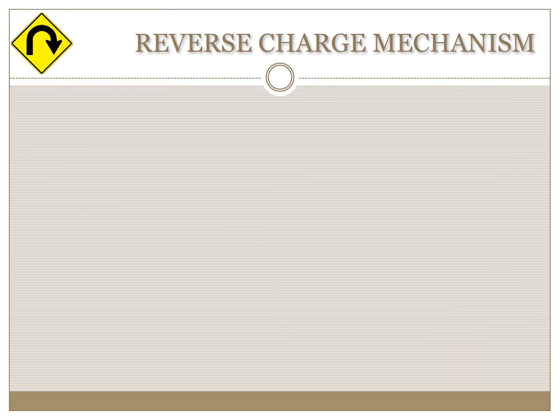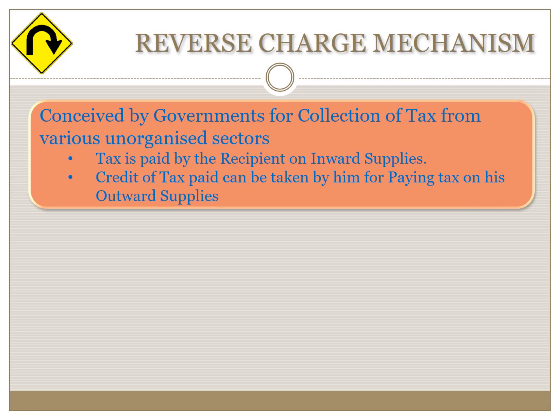Now, let us discuss reverse charge mechanism. The levy of GST on supply, as detailed above, is in the hands of the supplier. GST is also payable under reverse charge mechanism by the receiver. Let's go through what it is. This mechanism is conceived by the governments for collection of tax from various unorganized sectors. Under this system, tax is paid by the recipient on inward supplies. Credit of tax paid can be taken by him for paying tax on his outward supplies.